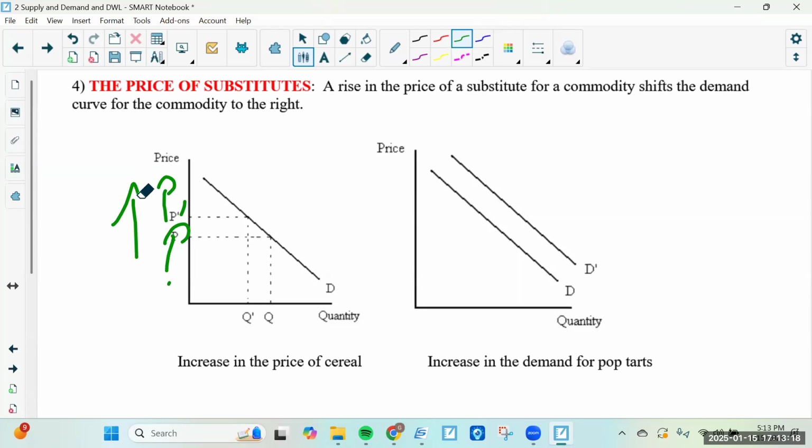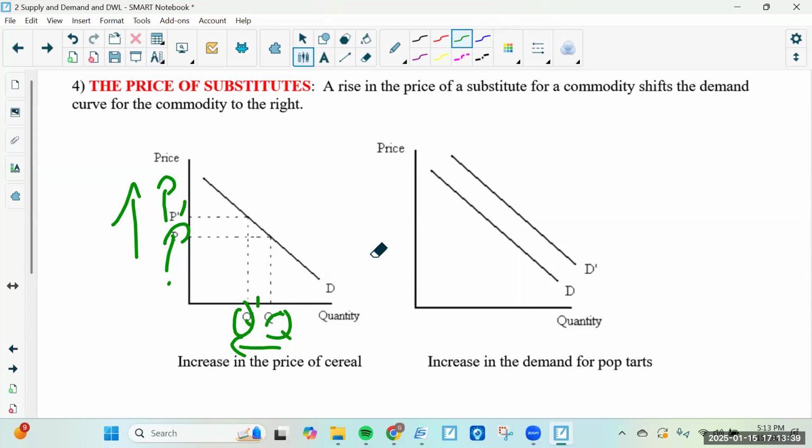And the answer is nothing happens to the demand for cereal. What does change is the quantity demanded. Be careful of that. That is the number one trick question. That's about the only trick question we have in this course, is that when the price of that product changes, the quantity of that product changes, not the demand for that product.